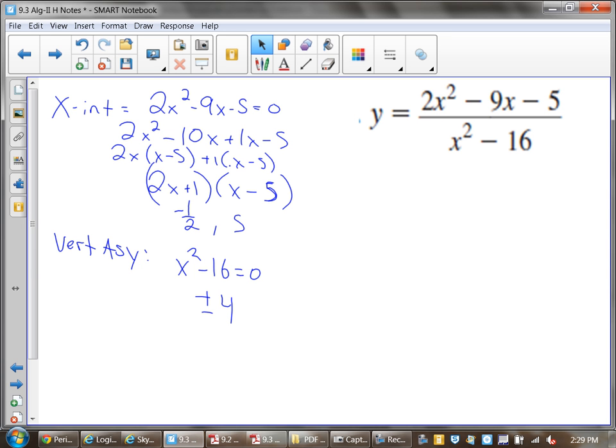And then lastly, our horizontal asymptote. What do we know about our degrees? They're even. So it's 2 over 1.